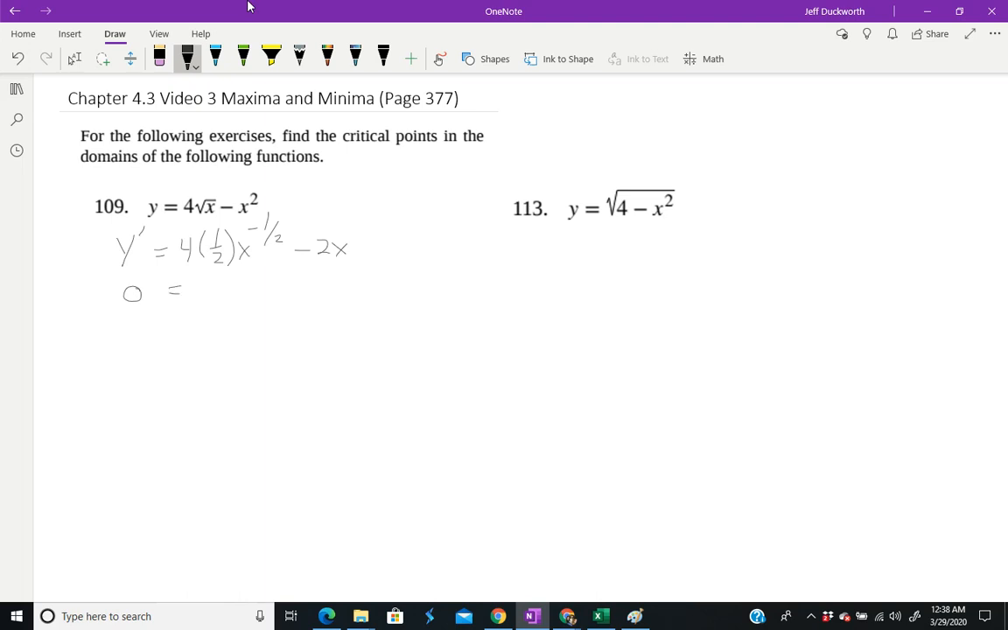And I'm going to rewrite this. The 4 and the 2 cancel to just a 2. So we're looking at 2 over root x minus 2x is going to equal 0. Well, we can solve for this by setting these equal to each other. So I'm going to add 2x to each side to give me 2x equals 2 over root x. Okay. So now I can divide each side by 2.